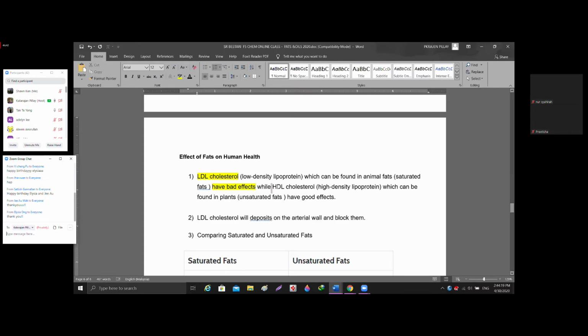One more highlight, HDL cholesterol. Okay, maybe your students from Graham Bell, they are not sure of this because they haven't learned it. This is a good cholesterol. This is found where? In plants.